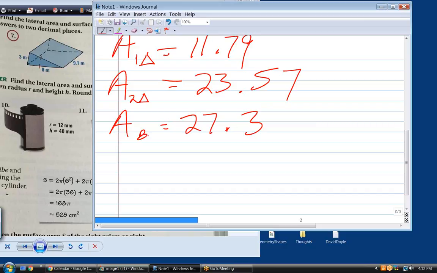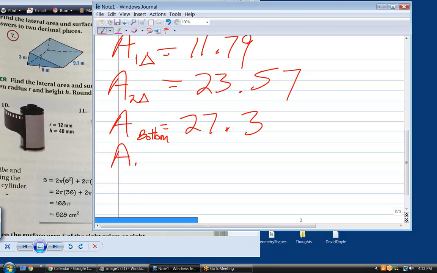I don't even like calling it a base. The reason I don't like calling it a base is because we're talking about a prism, and the base has a very specific definition on a prism. So let's call it the bottom. Okay. What other surfaces? How many of those are there? Just one. Okay. What other surfaces?